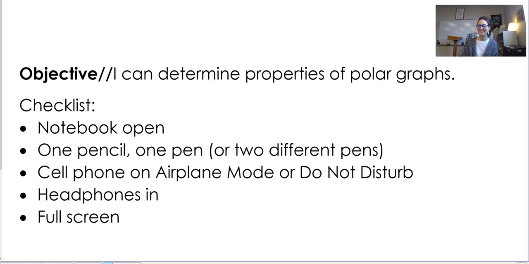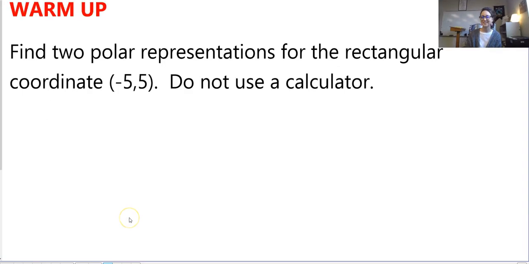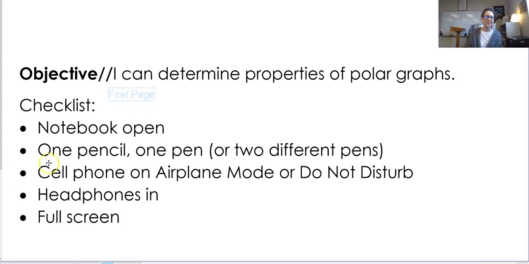Force pause on your screen. You know what to do from here. Force another pause on your screen. Can you please try this warm-up? I would like two polar representations for the rectangular coordinate (-5, 5).